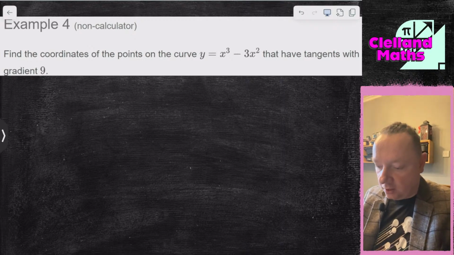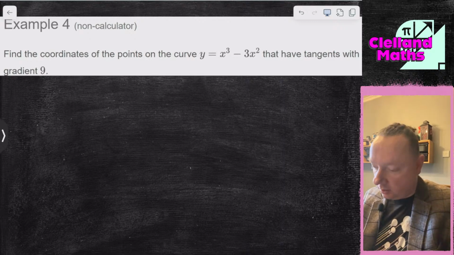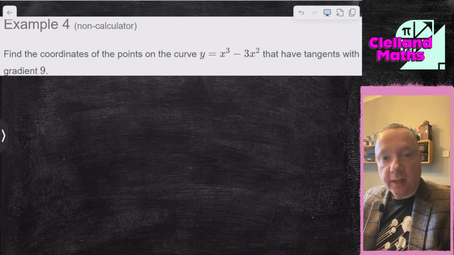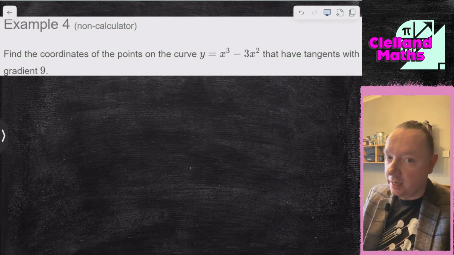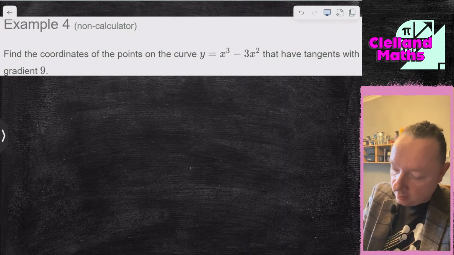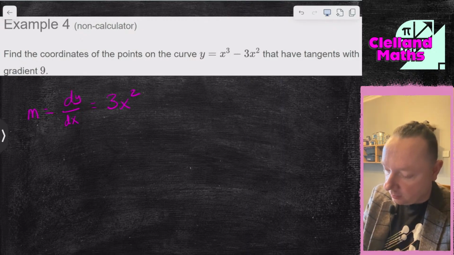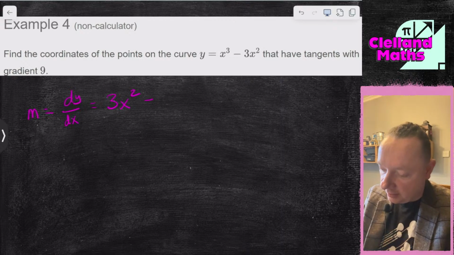Example 4 says, find the coordinates of the points on the curve y equals x cubed minus 3x squared that have tangents with the gradient of 9. So if it's got a gradient of 9, the tangent, dy by dx equals 9. See what we're doing there? So dy by dx, which is a gradient of course, equals, take 1 down, 3x squared minus 2 3s is 6, take away 1 from the power to get 1, 6x, and we're saying that equals 9.